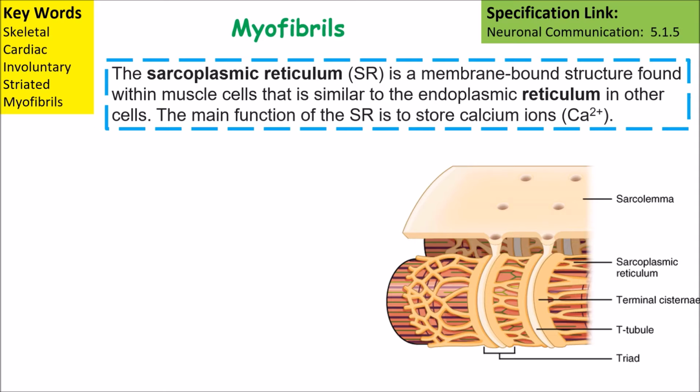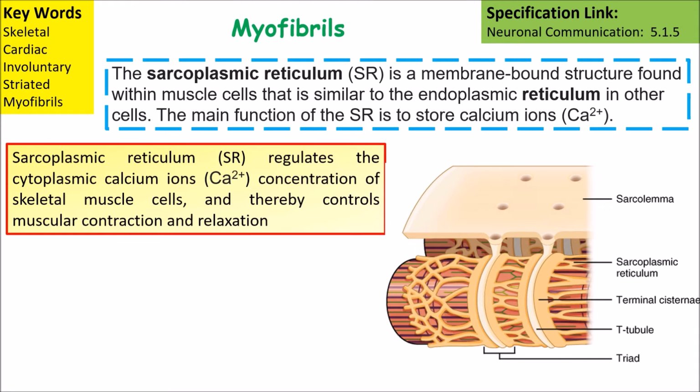The sarcoplasmic reticulum is a membrane-bound structure within muscle cells. This is similar to the endoplasmic reticulum in other cells. Its main function is to store calcium ions. So the sarcoplasmic reticulum regulates the cytoplasmic calcium ion concentration of skeletal muscle cells and thereby controls muscle contraction and relaxation.